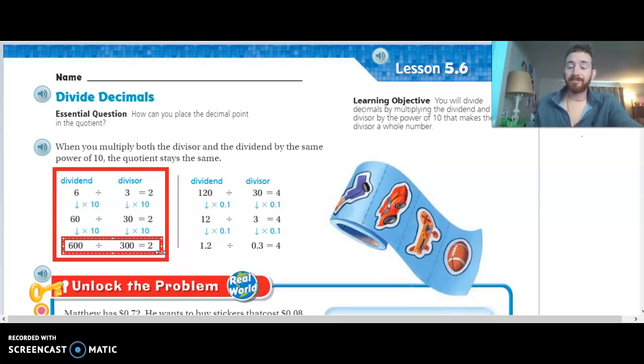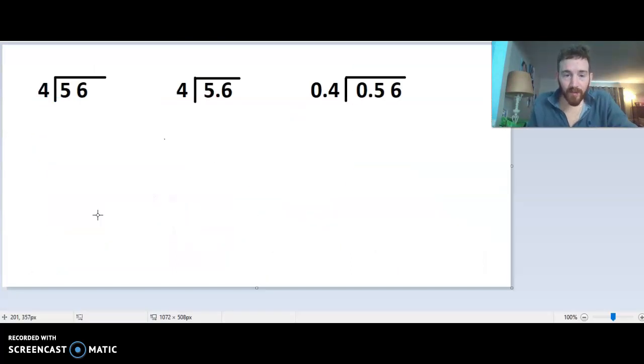And for now, that's going to really come in handy when we start dividing decimals by decimals, okay? We're going to start using that idea of if I multiply by a power of 10, it's going to help me get rid of some of the decimals and help me think in whole numbers, okay?